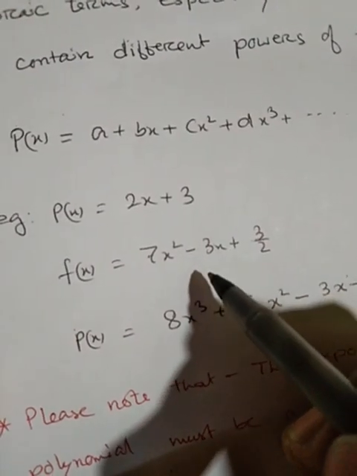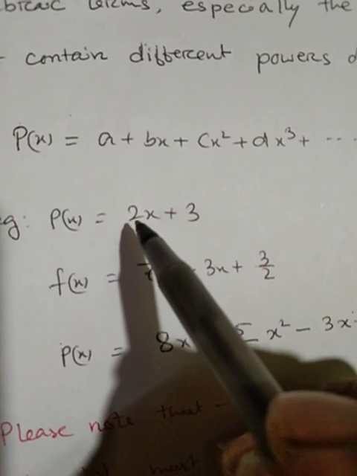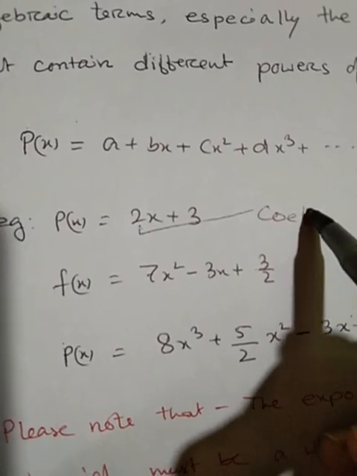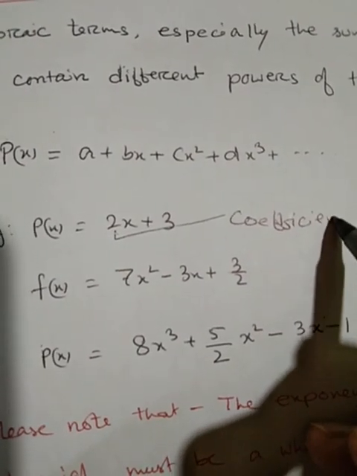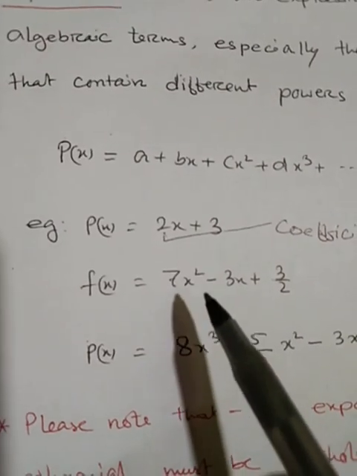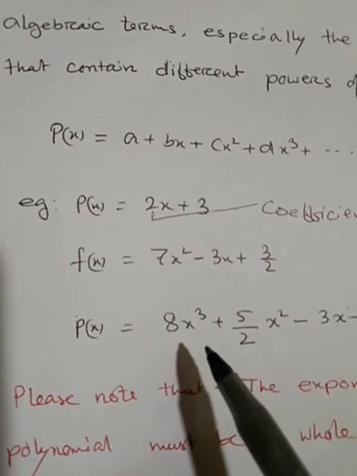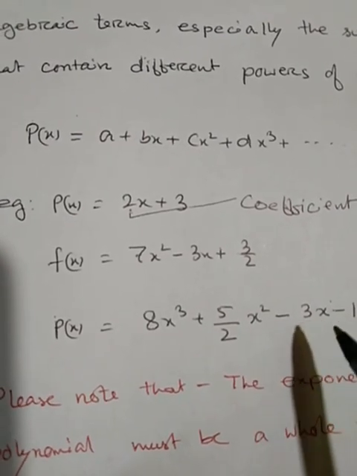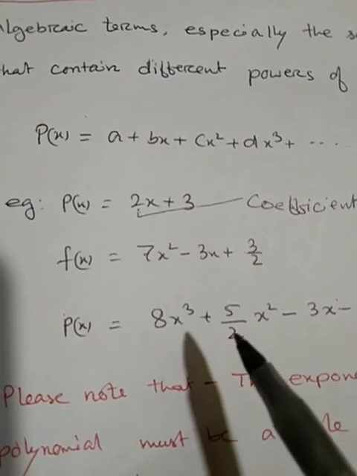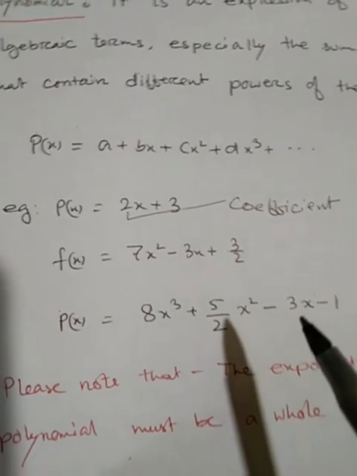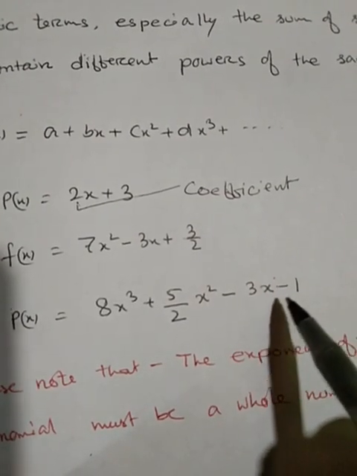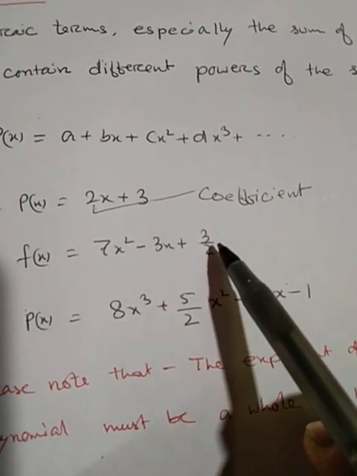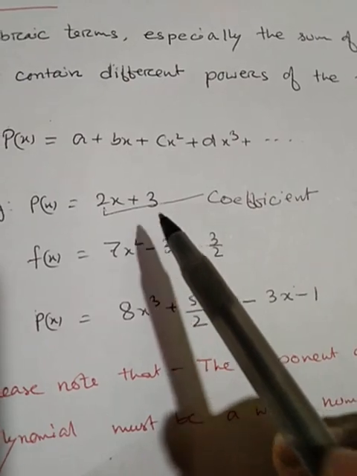So we must note that this number is called the coefficient. Similarly here also this is a coefficient. In this polynomial, the coefficient of x square is 5 by 2, the coefficient of x is minus 3, and the coefficient of x cube is 8. And the last term, the last number, is the constant. So here the constant is minus 1. Here the constant term is 3 by 2. Here the constant term is 3.